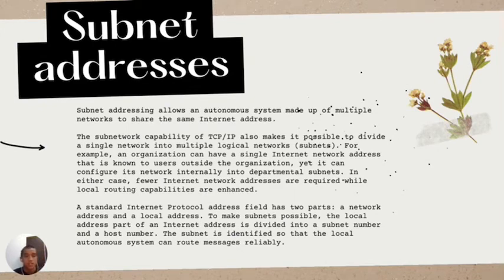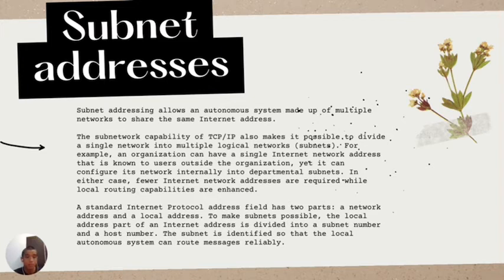Subnet addresses. Subnet addressing allows an autonomous system made up of multiple networks to share the same internet address. The subnetwork capability of TCP/IP also makes it possible to divide a single network into multiple logical networks. For example, an organization can have a single internet network address that is known to users outside the organization, yet it can configure its network internally into departmental subnets. In either case, fewer internet network addresses are required while local routing capabilities are enhanced.